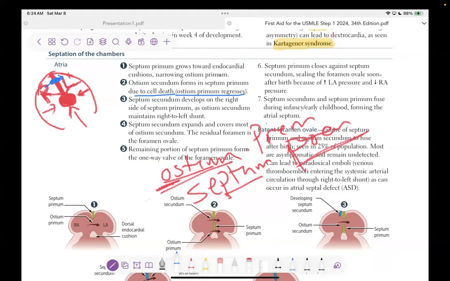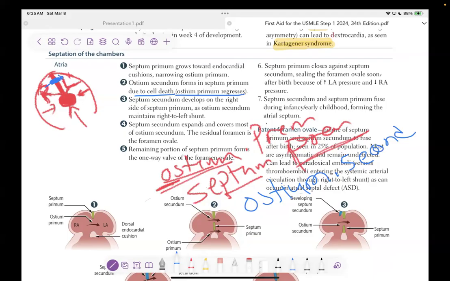So another hole is made. This hole is called ostium. Which type of ostium? Secundum, of course, because it is made secondary, not primary. Primary ostium was from the beginning. This is secondary ostium. Now that this connection is made, the heart says that this is good for before delivery.